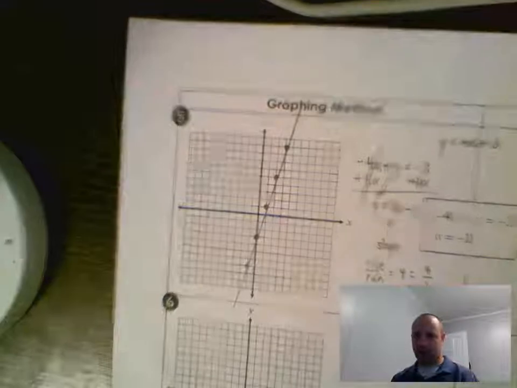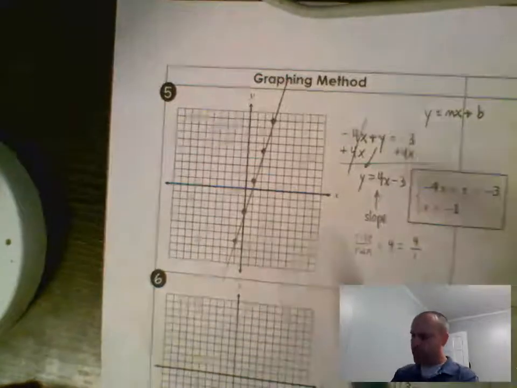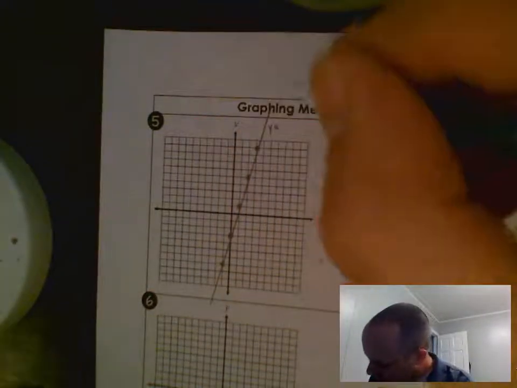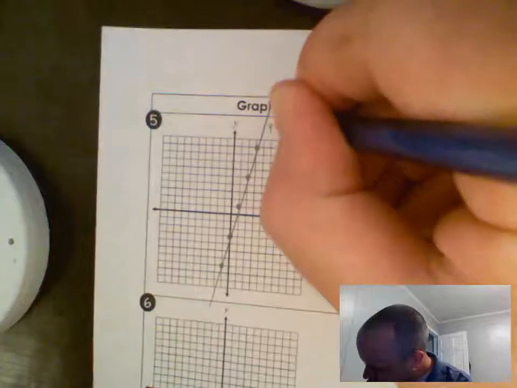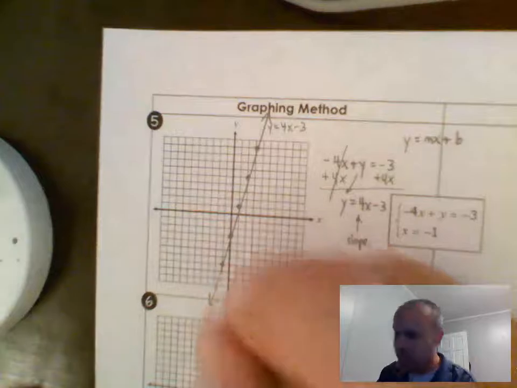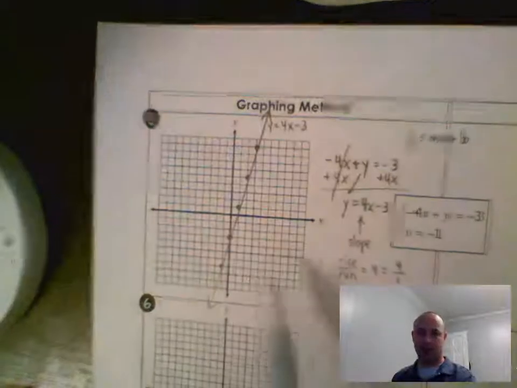Okay, and then the other, we got one line. This line is y equals 4x minus 3. Okay, you can put arrows here if you want, showing that that line will keep going. So this line is 4x minus 3.